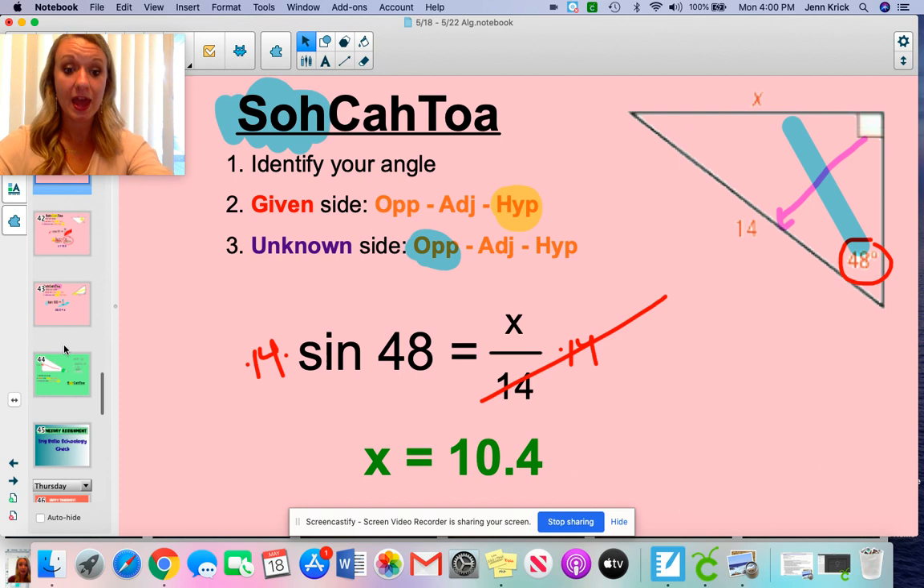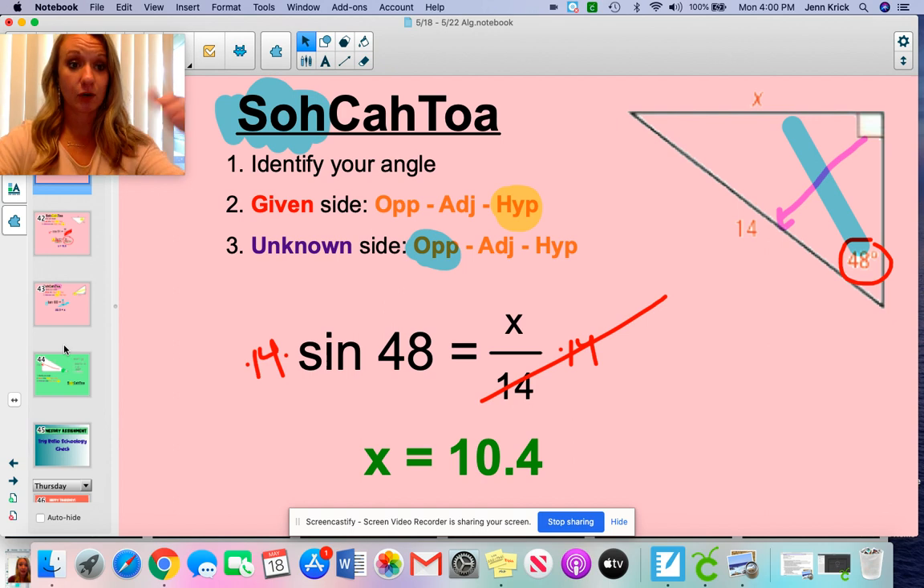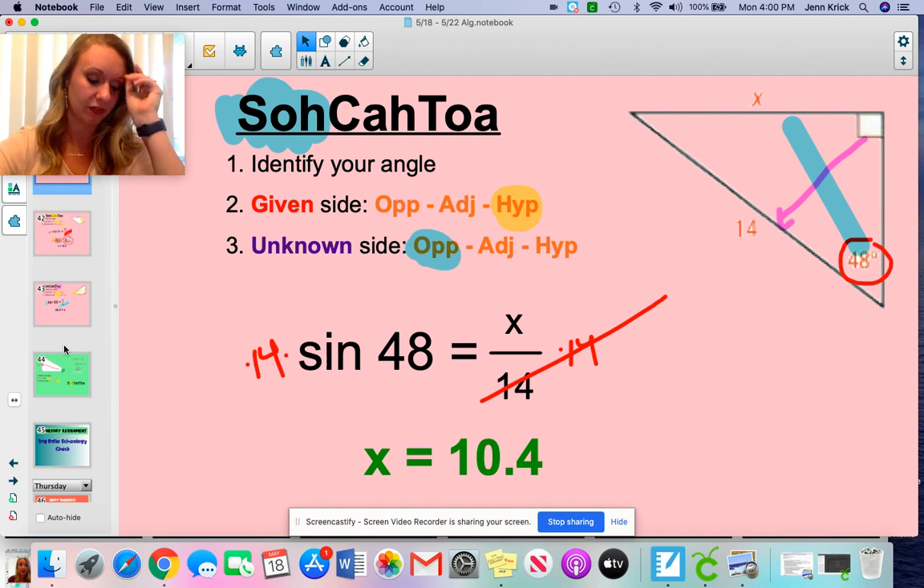I know that was a huge lesson, so much new information, a new acronym, new calculator functions, but if you need me, I'm always here for questions. Tomorrow I'm going to teach you how to find missing angles, and then Friday is just a practice day, and that'll be the last math assignment that you have next week.